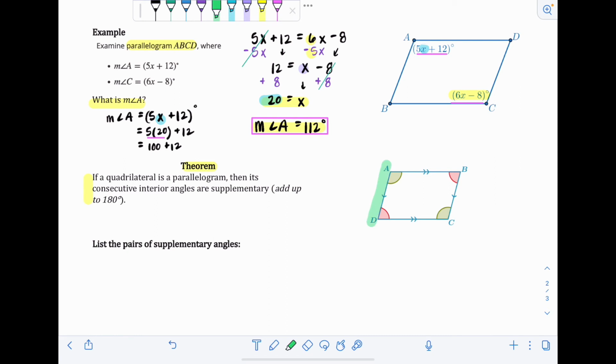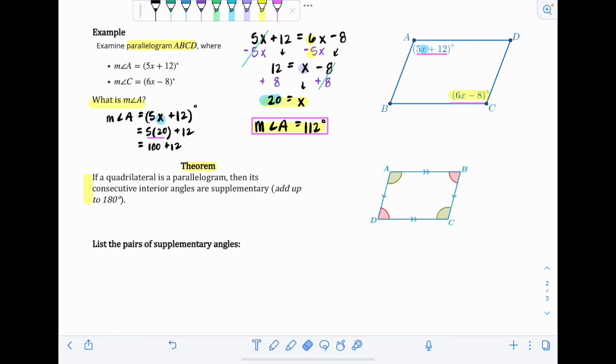There's A and D, and B and C, those angles are next to each other. But it can also be A and B, because those are next to each other on the same side, and D and C, because those are next to each other on the same side as well. It's like every combination except for the opposite angles. So it wouldn't be A and C, and it wouldn't be B and D.